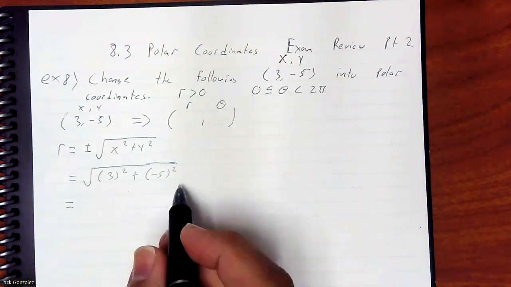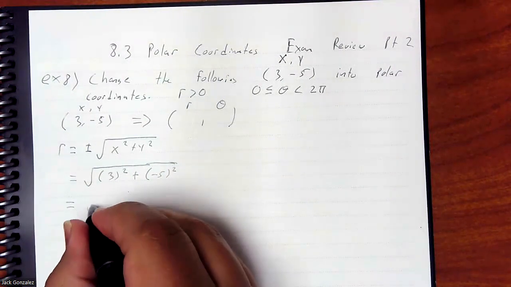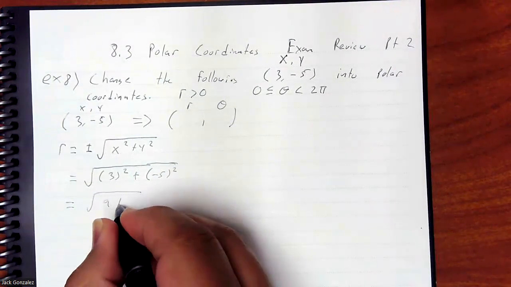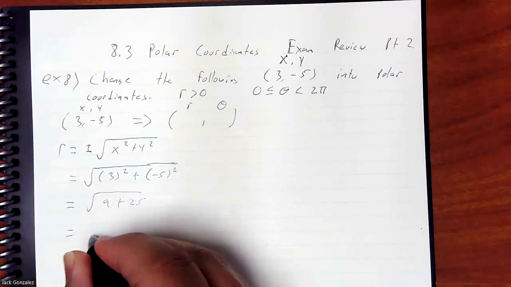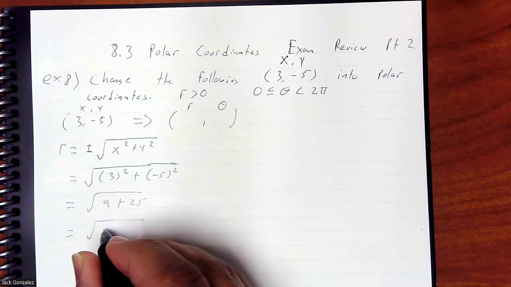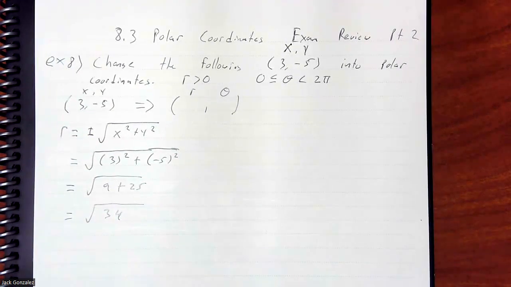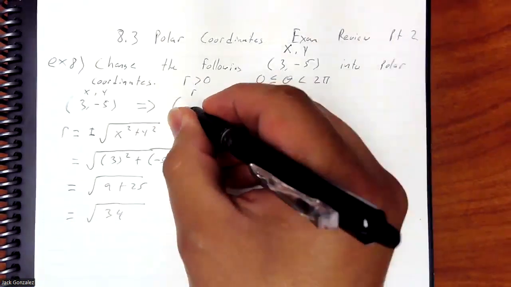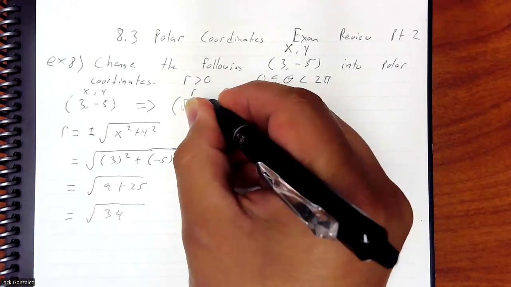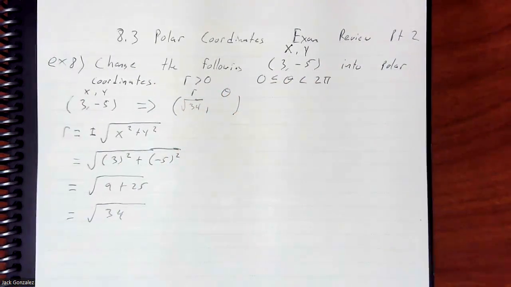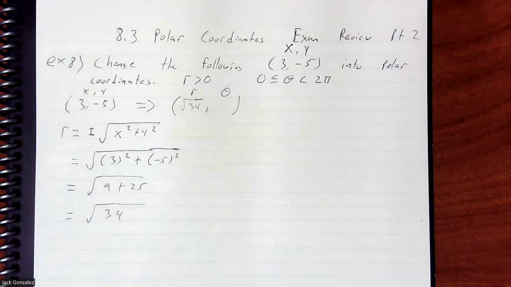and we'll get what, 9 plus 25? 34? Yeah. And that doesn't reduce. Well, I'll just leave it that way. So we have the R part. So square root 34, right? That's all you have to do. Now I get theta.